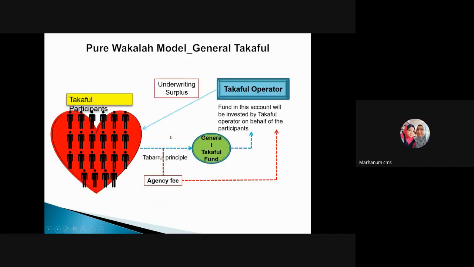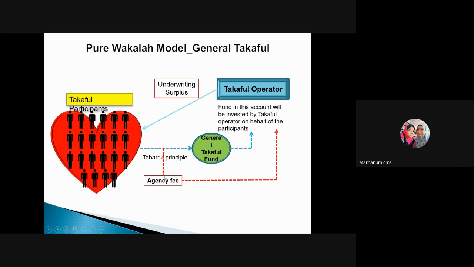Okay, let's look at the mechanism here. When you see a deduction of fee here, the agency fee, it means it is a Wakalah contract. If there is no deduction of agency fee here, it means it is the Mudarabah model. So this is pure. Why do we call this model pure? Because the participant gets the full underwriting surplus. When it is modified, the underwriting surplus will be shared between them.